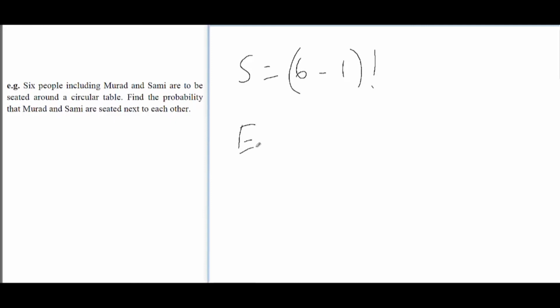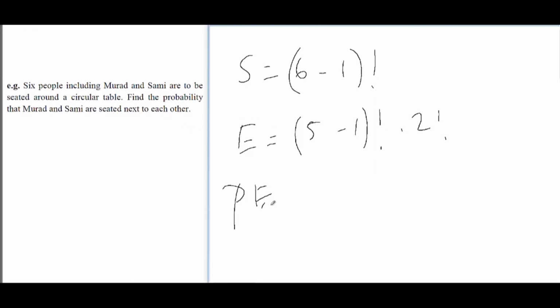But for the event, as it says that Murad and Samir must be seated together, we treat Murad and Samir as 1 element and the other 4 people as 4 more elements. So the total number will be 5 elements in this case. So 5 minus 1 factorial for circular permutation, and Murad and Samir also have a permutation between them, so times 2 factorial.